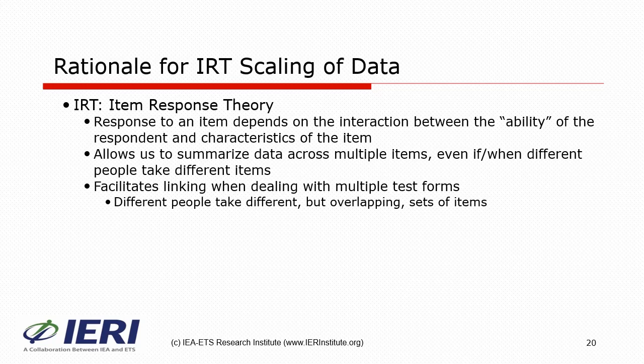In other words, an item is difficult to the extent that a person is not able to respond to the item, and a person is able to the extent that they can answer difficult questions correctly. Item response theory allows us to summarize data across multiple items, even when different people take different sets of items, and it facilitates linking when dealing with multiple test forms, as we have in PIAAC.